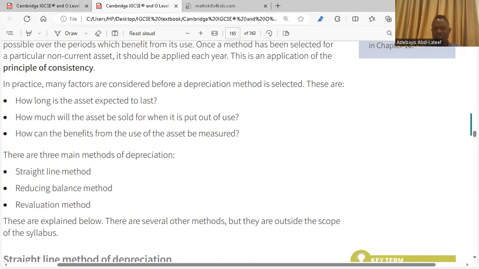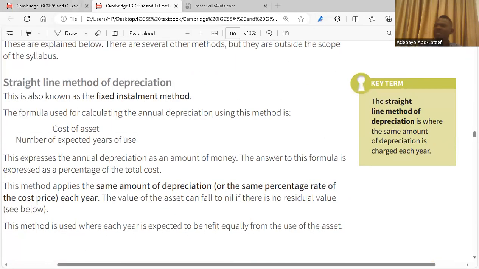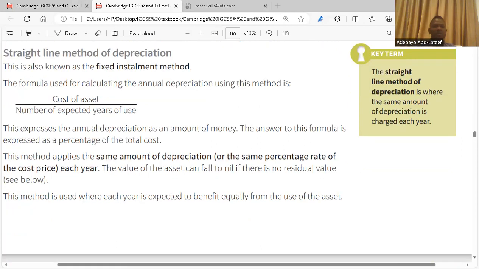So we start with the straight line method. For the straight line method, the formula is the cost of the asset divided by the number of expected years of use. That's the economic life. Are you with me? Yes. This is known as the fixed installment method. The formula used for calculating the annual depreciation using this method is the cost of assets, that's the historic cost, divided by the lifespan. Clear, right? Yes.